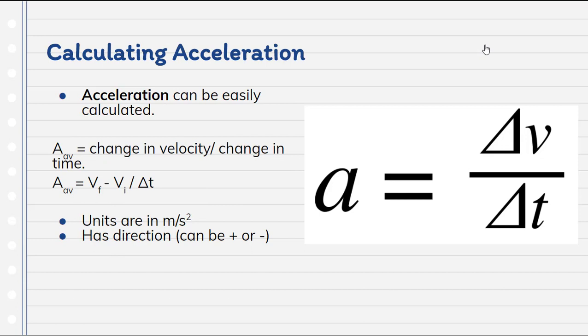Calculating acceleration is very easy. It's just the change in velocity, so the final velocity minus the initial, over the change in time. Our units are meters per second squared, and because we are using velocity and not speed, it has a direction, meaning that the value for acceleration can be positive or negative.